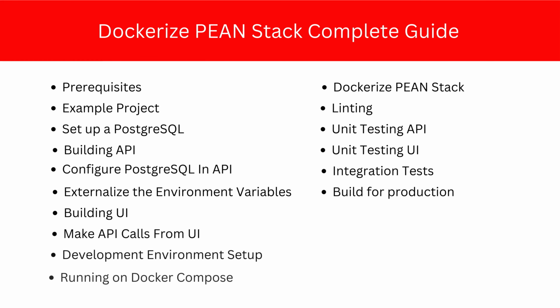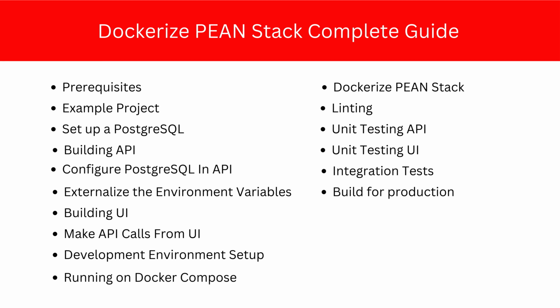So far we have covered the main things, but there is a lot more in this series that we are going to create episodes on. We will see how to set up PostgreSQL, building the API, and how to configure PostgreSQL in the API, and also how to build the UI and make API calls from the UI, and the whole complete development environment setup, Dockerizing this whole stack, linting, and how to unit test, how to integration test, and how to build for production.